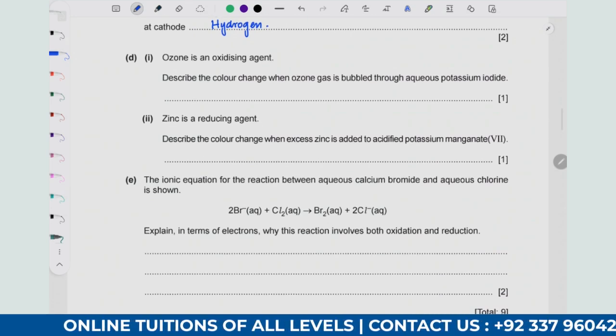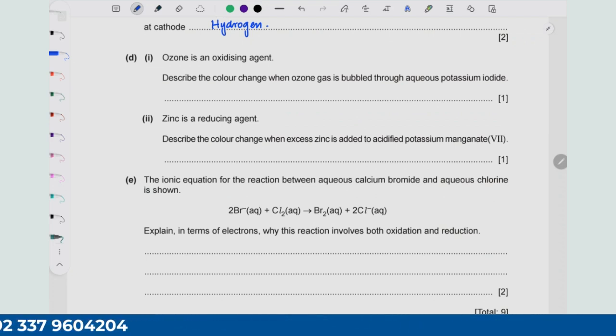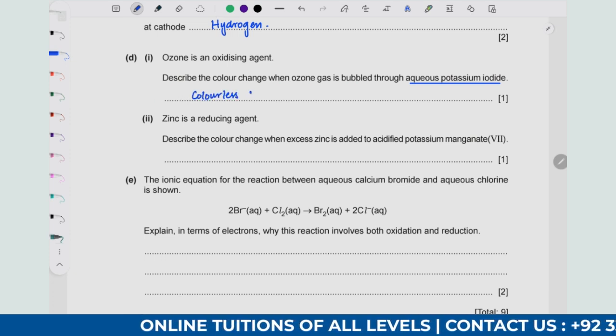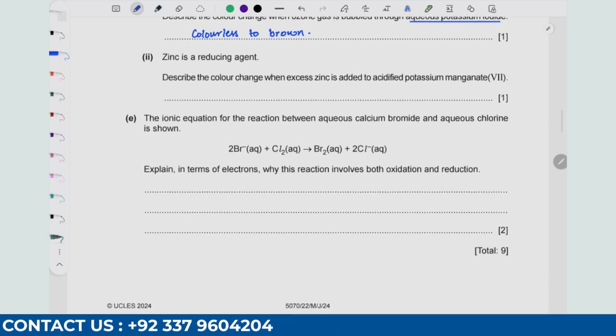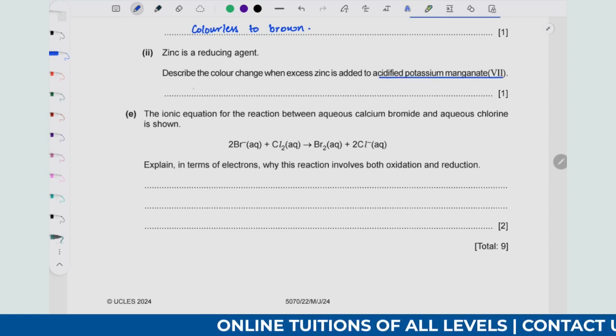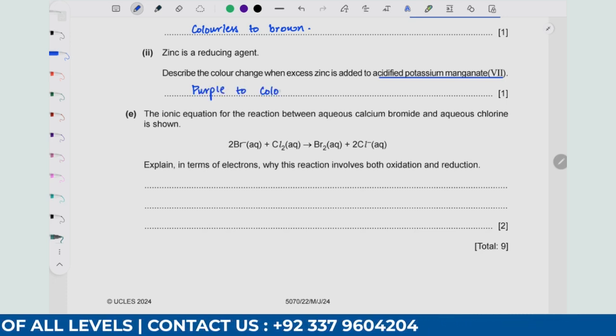Part D1 is saying ozone is an oxidizing agent. Describe the color change when ozone gas is bubbled through aqueous potassium iodide. So the color change will be colorless to brown. Zinc is a reducing agent. Describe the color change when excess zinc is added to acidified potassium manganate. We know as acidified potassium manganate is reduced, it will go from purple to colorless.